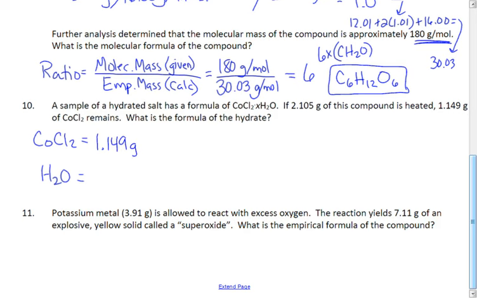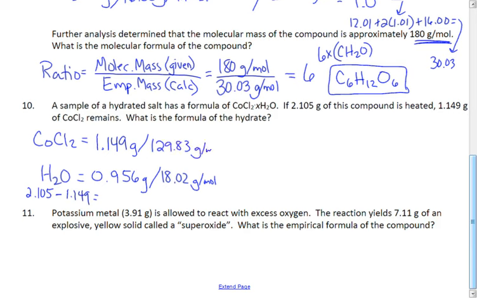And in order to find how many grams of water, you're going to have to take your 2.105 for the whole thing and subtract the 1.149. And so that's going to give us the amount of water, which is 0.956 grams. And then at this point, it's just an empirical formula problem. You have to divide by the molar mass. Water is 18.02 grams per mole. And then for cobalt chloride, you have a cobalt and 2 chlorines, you get 129.83 grams per mole.